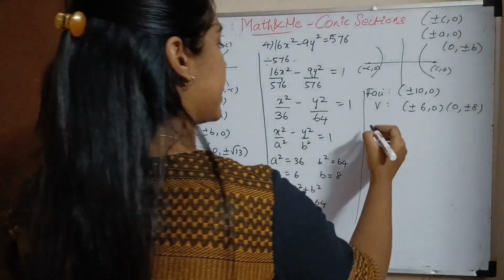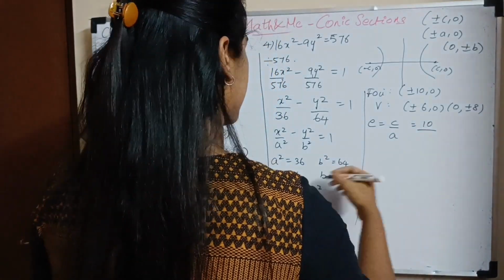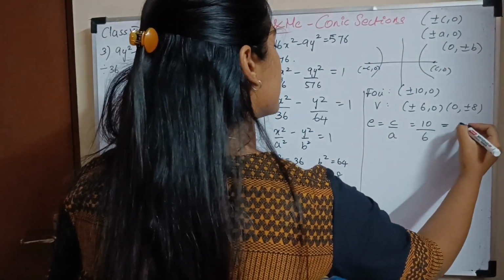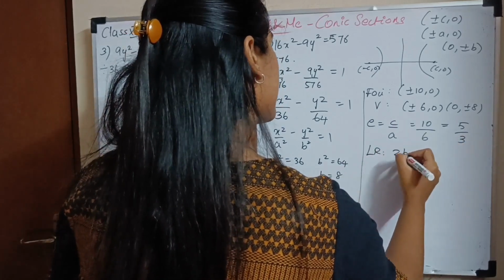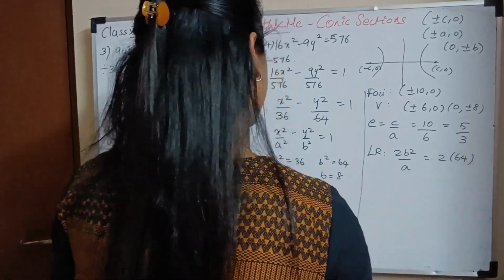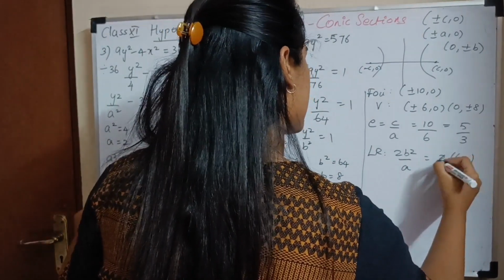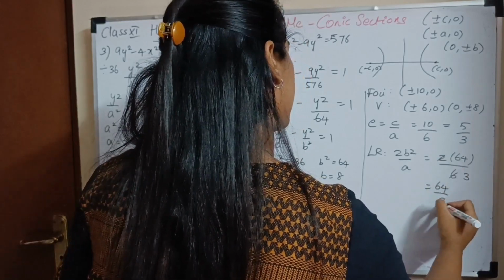Next, I need my eccentricity. E equals C by A, which is 10 divided by 6. 2 5s are, 2 3s are. Latus rectum, 2b square divided by A, which is 2 times 64 divided by A, which is 6. So I have 2 3 times, so which is 64 divided by 3.